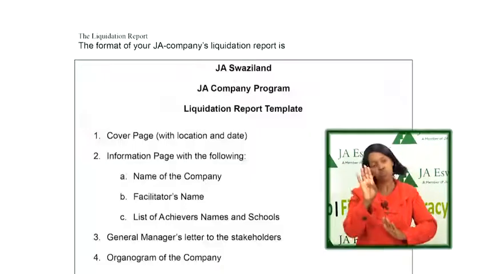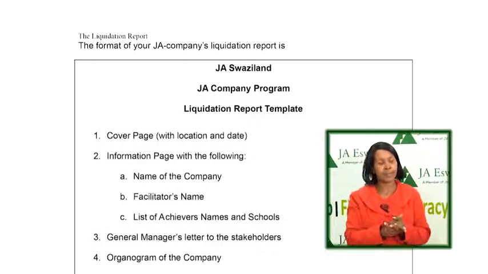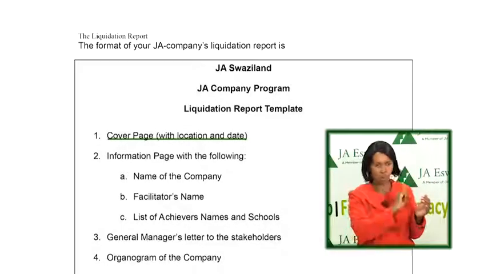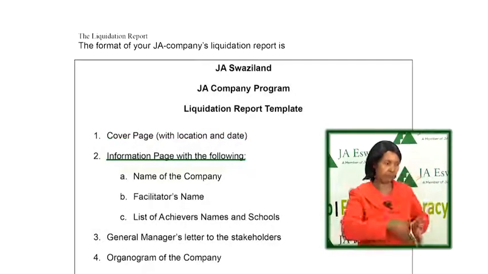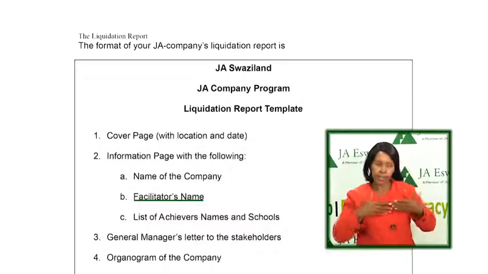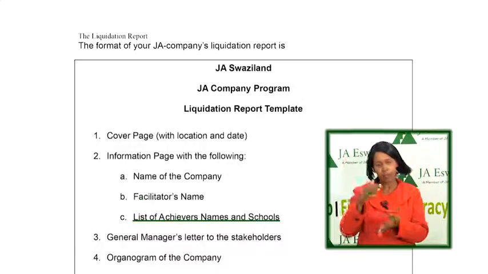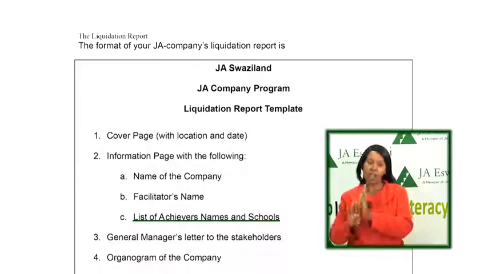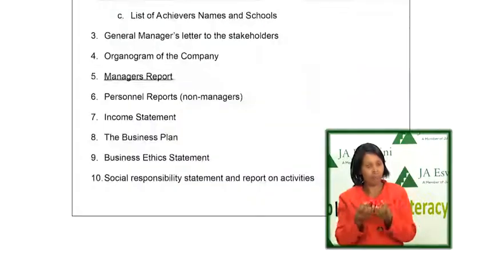So we have the format of the end of year reports on page 111. First of all, we'll have the cover page with the location and the date. And then we'll have the information page with the following: the name of the company, the facilitator's name, and the list of the achievers, the names of the students that have achieved in the J Company program. And then we'll have the general manager's letter to the stakeholders, and the organogram of the company.